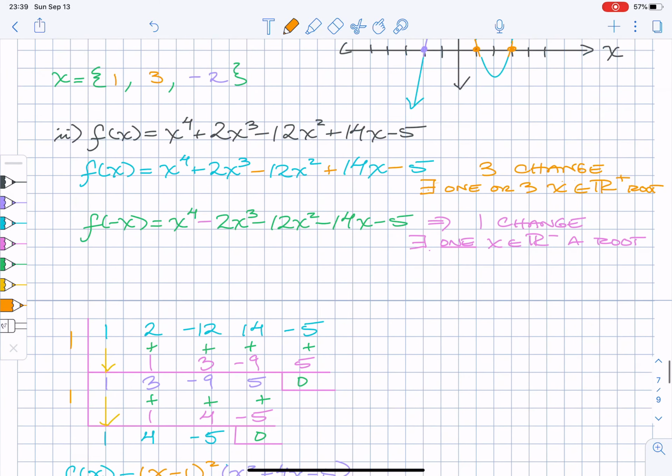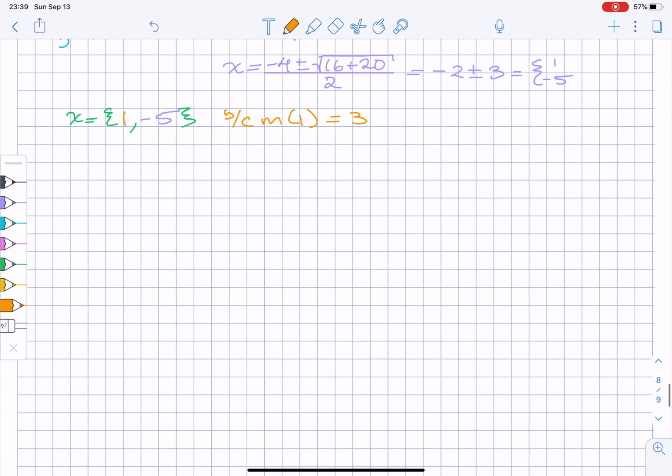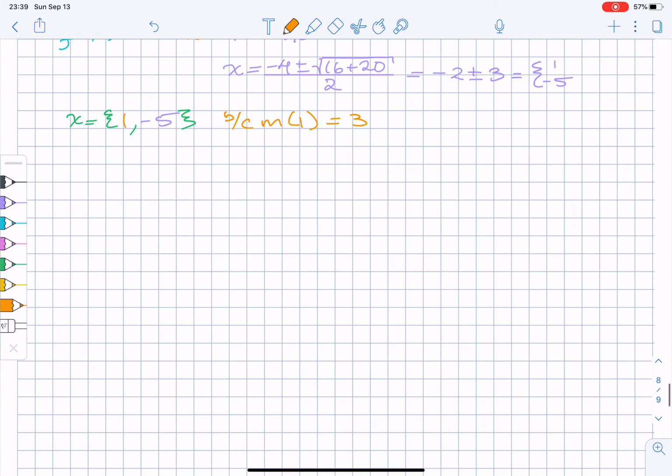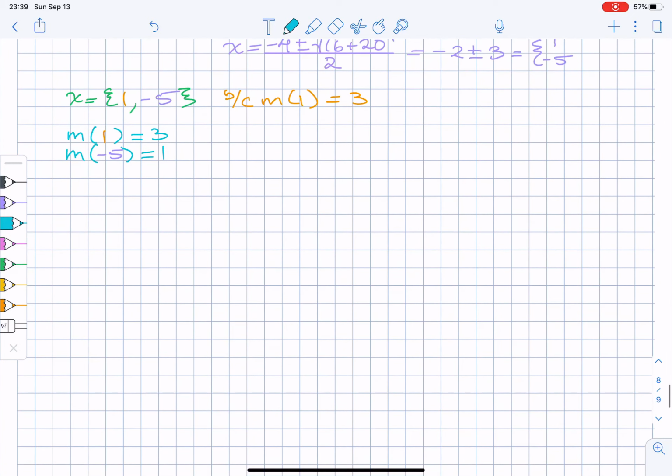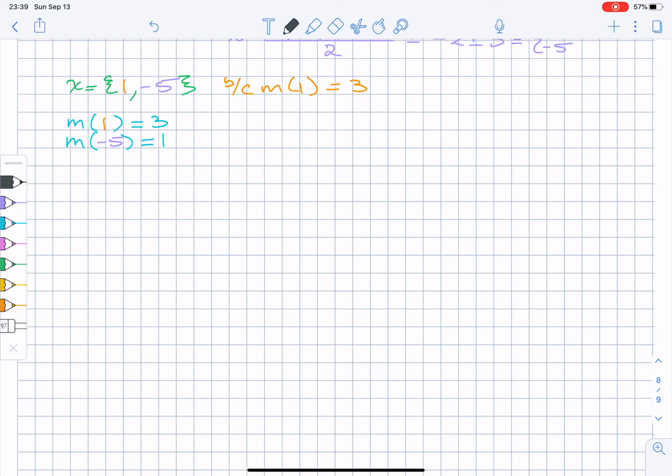Okay, and there's only 1 change in sign, so I knew there was at least 1 negative root, and that is negative 5. So I have a multiplicity of 3 at 1, and a multiplicity at negative 5 equal to 1. What is the overall shape here? The overall shape is parabolic, going uphill. So let's see what this would look like. And I think we'll stop with this one.